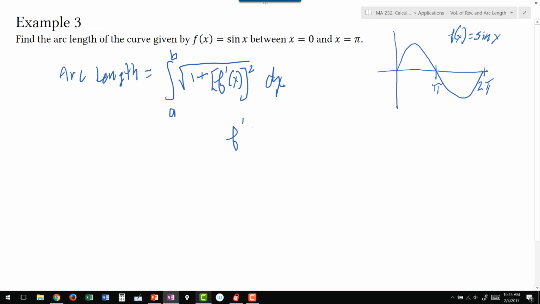In this particular case, since our function is sine x, the derivative of our function is cosine x. Thus, applying the formula, we now have the integral from 0 to pi of the square root 1 plus cosine x squared.